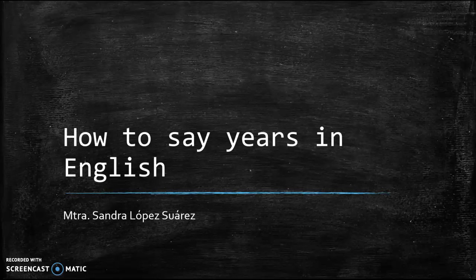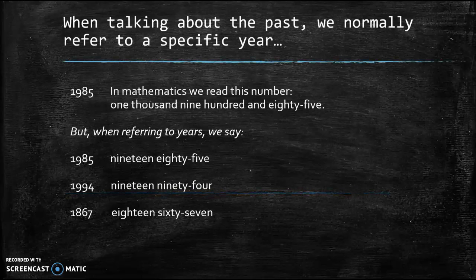This week you'll be studying the verb to be in past tense. And as we'll be reading and listening to the biography of some very important people, it's important to say the years in English correctly. But how do we say years in English correctly? Well, when talking about the past, we normally refer to a specific year.